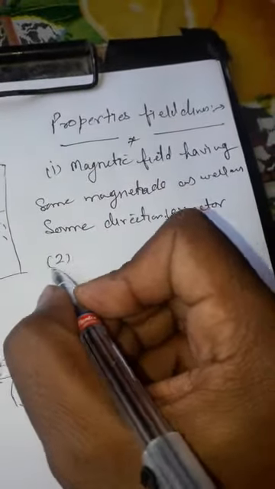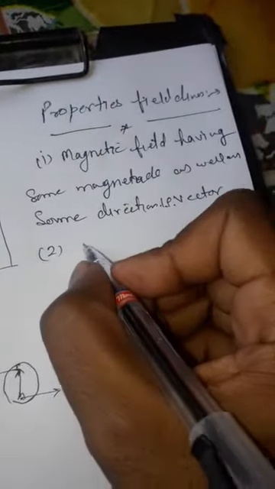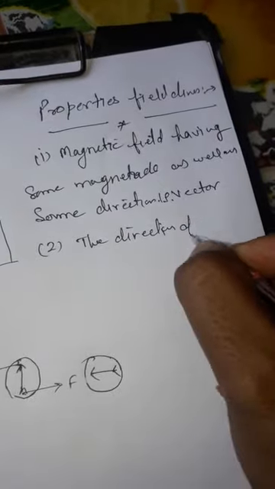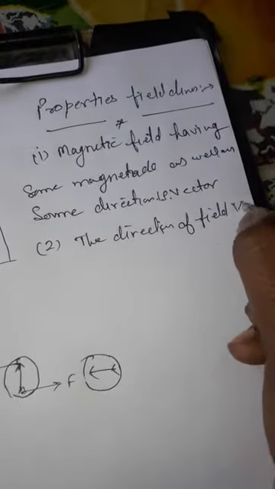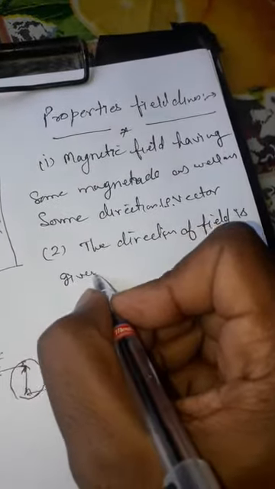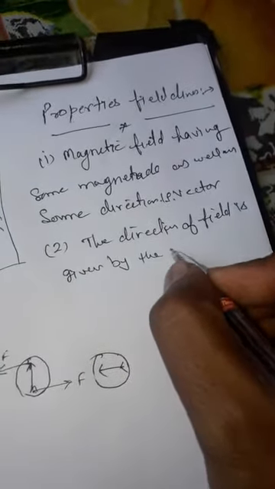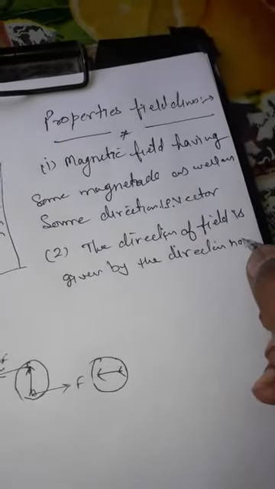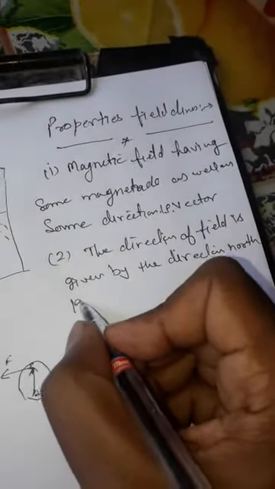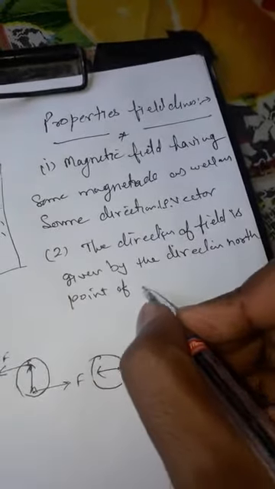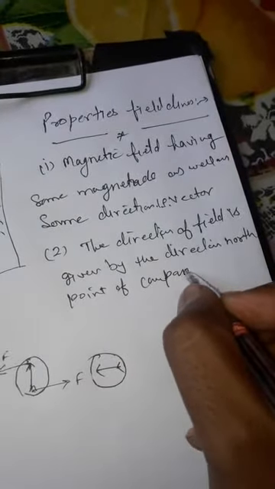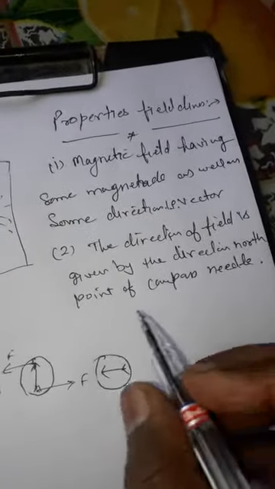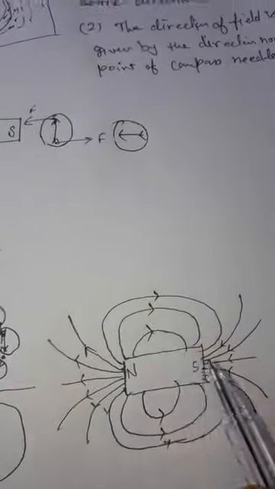The second one is, what is the direction of this field? The direction of this field is given by the direction of the north pole of the compass needle, as it is shown by the arrowhead.